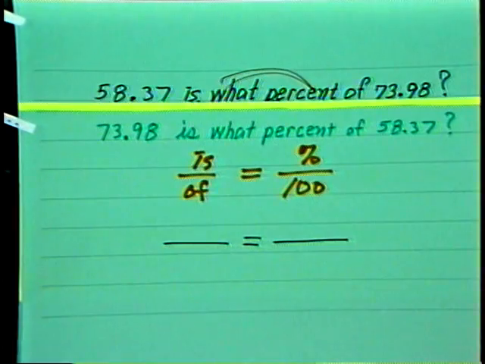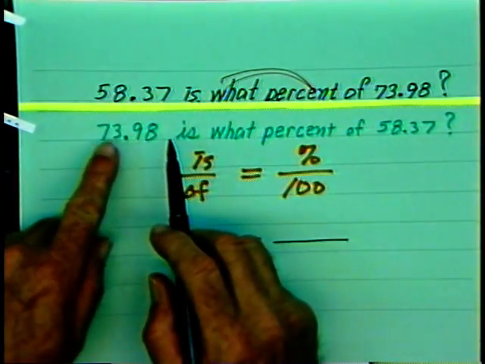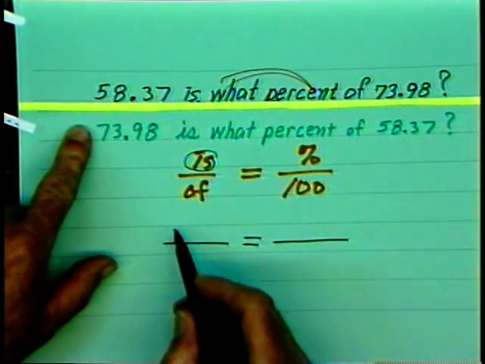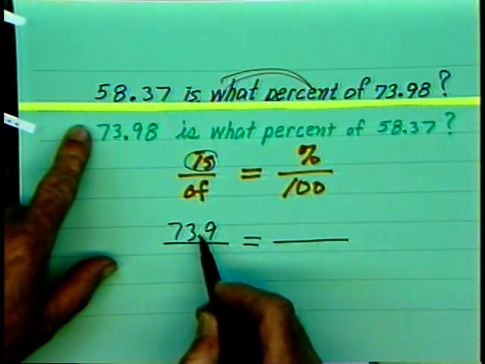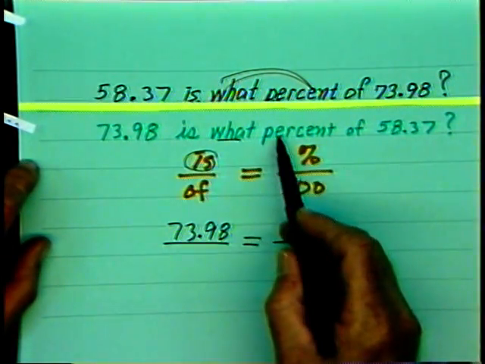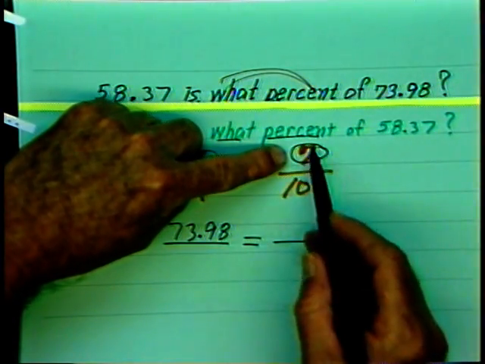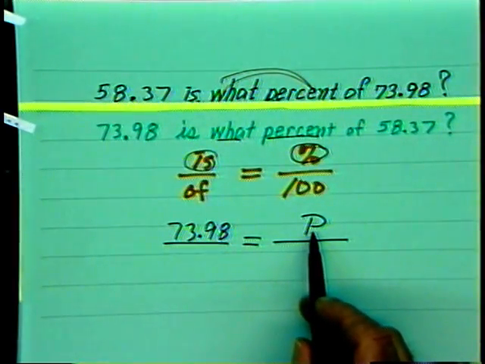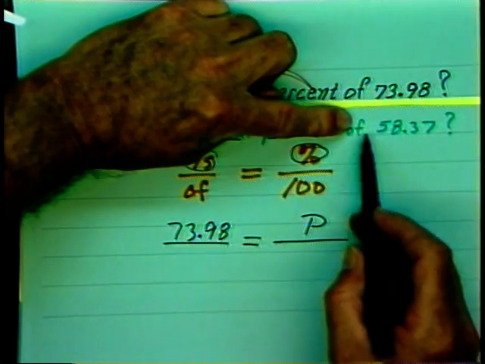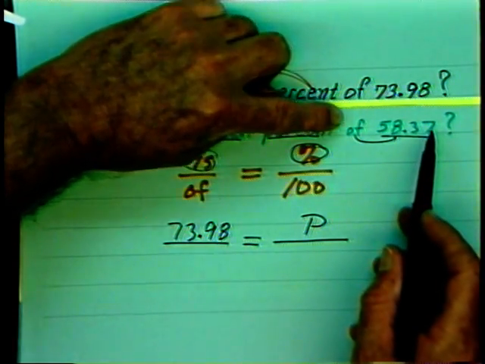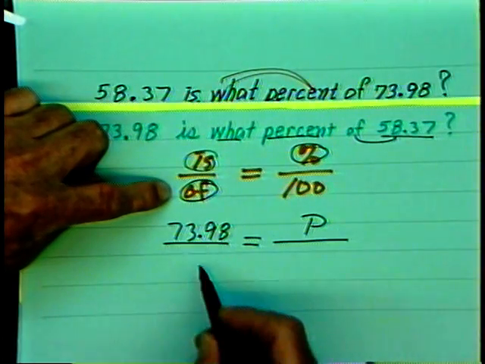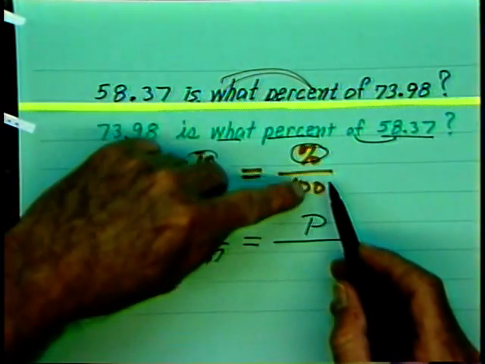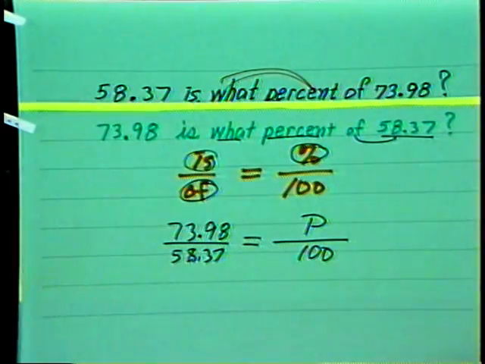So here again, using the is of technique, we start reading the sentence, and find that the 73.98 is attached to the is, therefore it replaces the is in the formula. What is attached to the percent, so it replaces the percent in the formula, and what is just another way of saying variable in algebra. And of is attached to the 58.37, so in the formula it replaces the of. And in this particular formula, this always stays as 100.